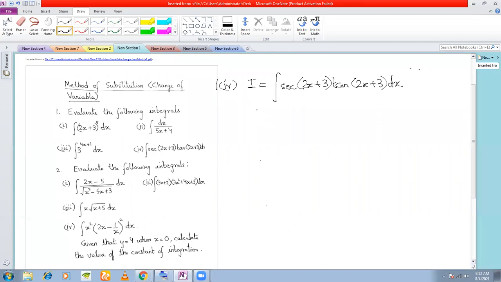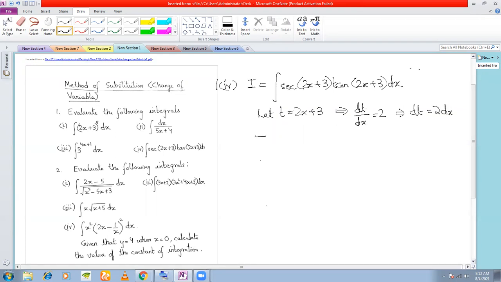I start by saying let the linear polynomial be t. Let t is equal to 2x plus 3. That means dt/dx is equal to 2. That means dt must be equal to 2 dx, so dx must be equal to half of dt. Right? So put this value in the integral, change everything in terms of t. I is equal to integral sec(2x plus 3), which means sec t, tan(2x plus 3), which means tan t, and instead of dx, what is the value of dx here? Half dt.